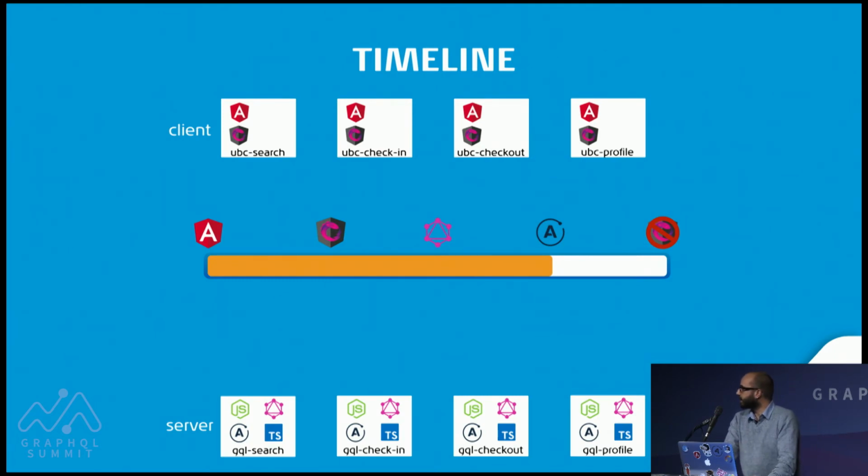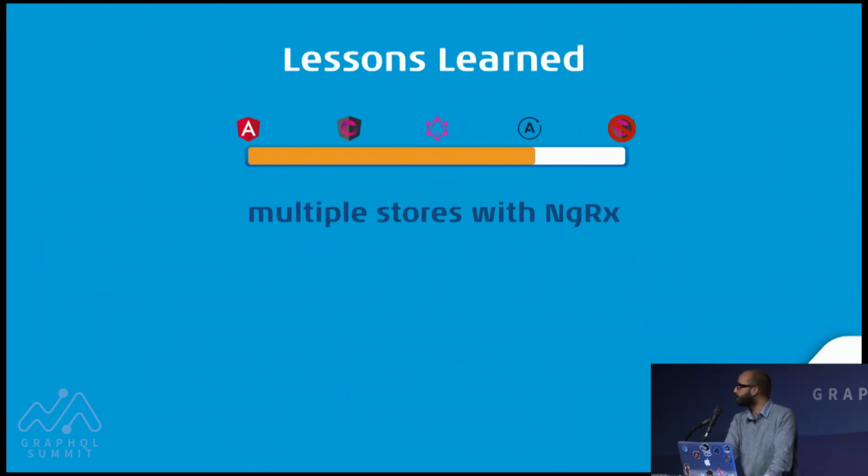After integrating Apollo on our servers, we implemented it on the client also. And as you can easily see, it sits together with NgRx. And then we started to hit some bumps on the road. Okay, what are these bumps?